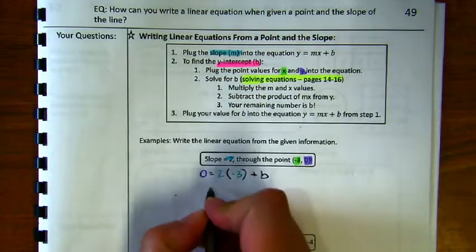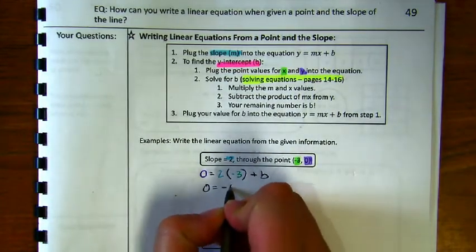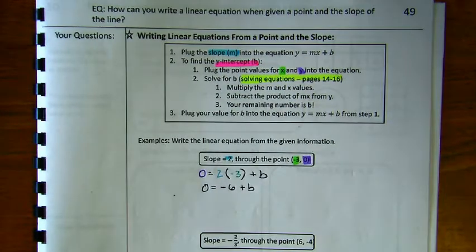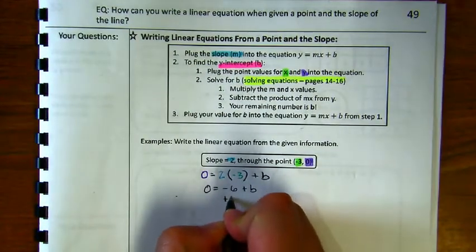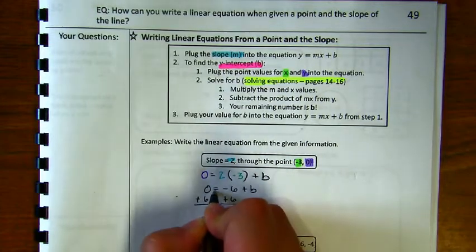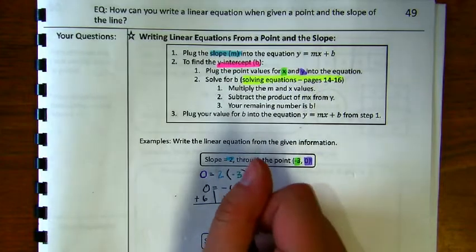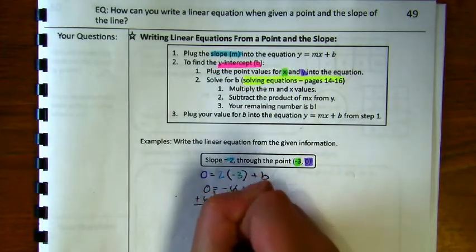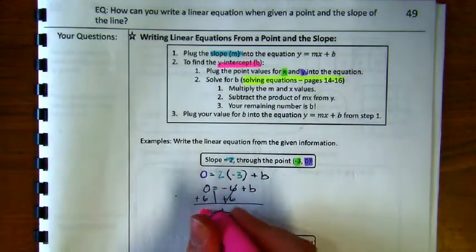So 0 is still 0. 2 times -3 is -6. So we have -6 plus b equals 0. To get rid of -6, we're going to add 6 because that's the opposite. Do one thing to one side, you've got to do it to the other. Those cancel. 0 plus 6 is 6. So 6 equals b. There is our b value.